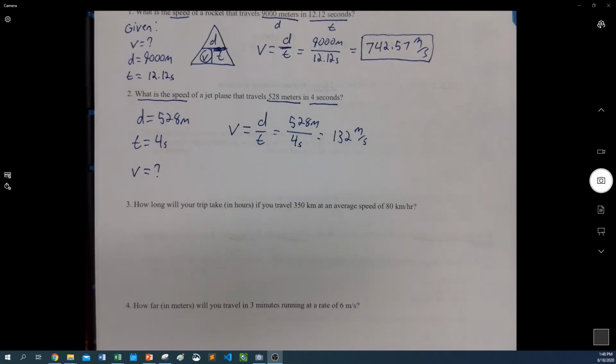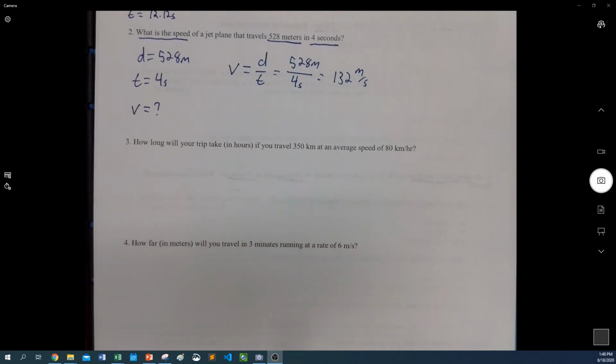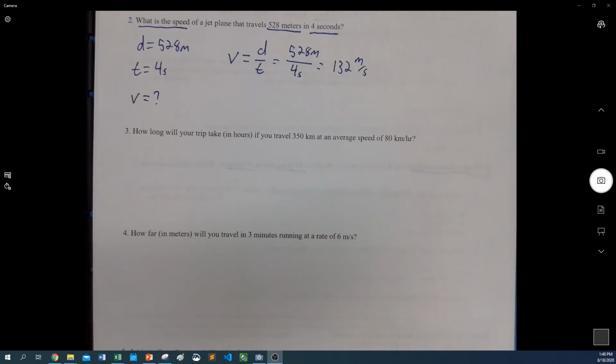Alright, I'd like y'all to do number 3 by yourself. And wait until everyone's done. Whenever you finish, put your pencil and calculator down so I know you're done.